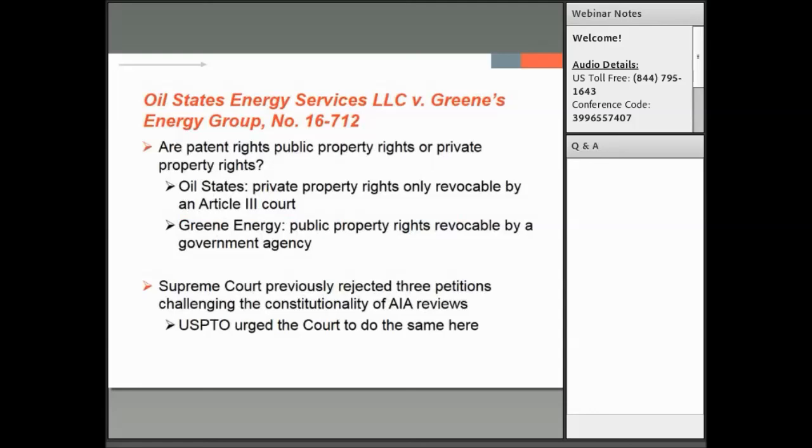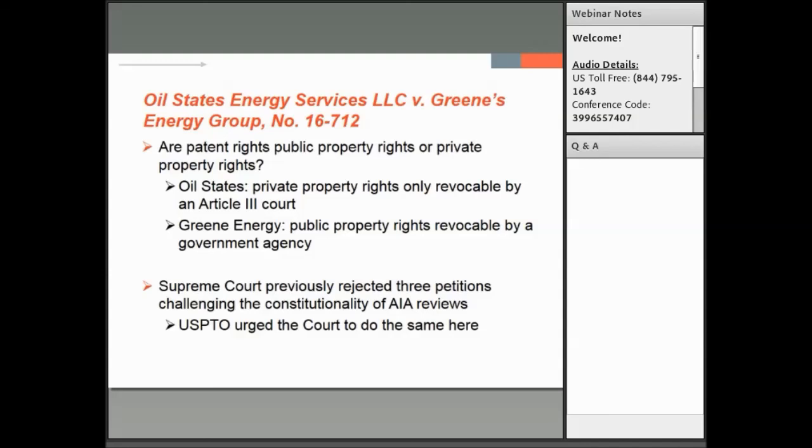The big news from this past Monday was the Supreme Court granting cert in the Oil States case on the issue of whether or not the AIA proceedings are constitutional. The crux of the issue here is whether or not patent rights are public property rights or are private property rights, because if they are private property rights, they can only be revoked by an Article III court, while in contrast, if they are public property rights, they can be revoked by a government agency, like the Patent Office.